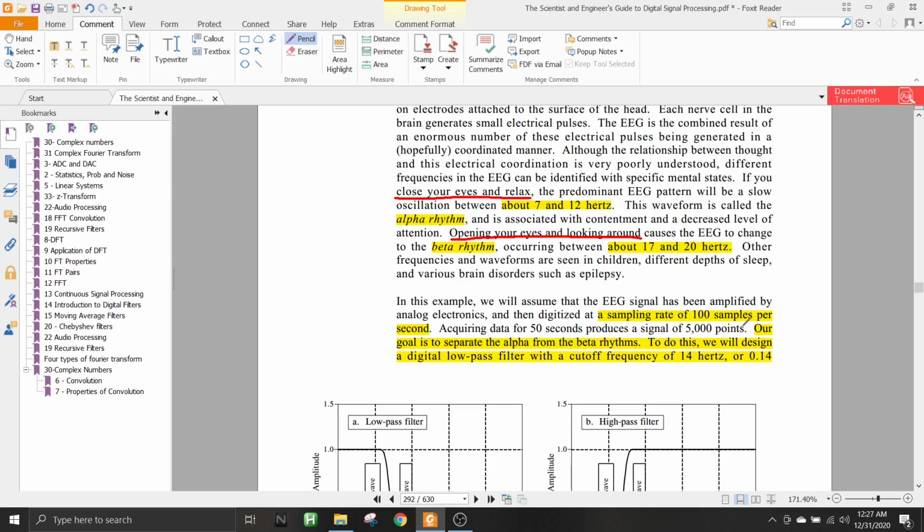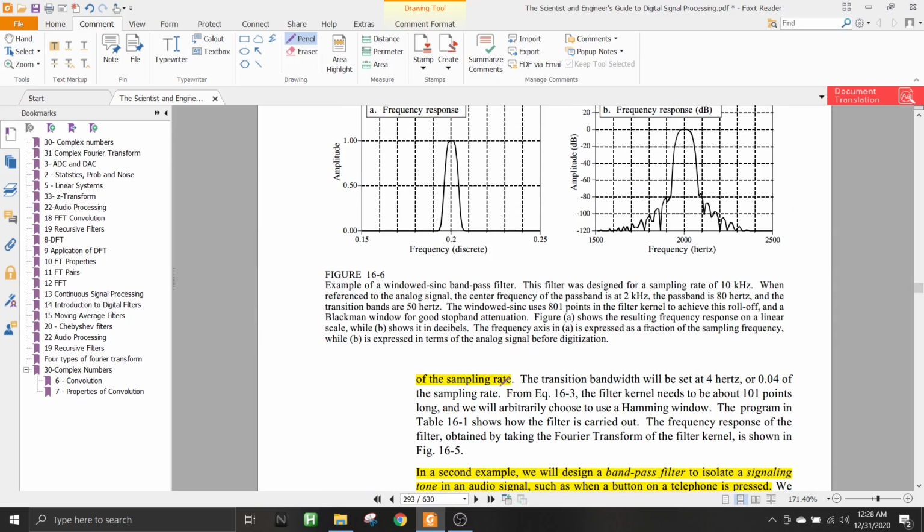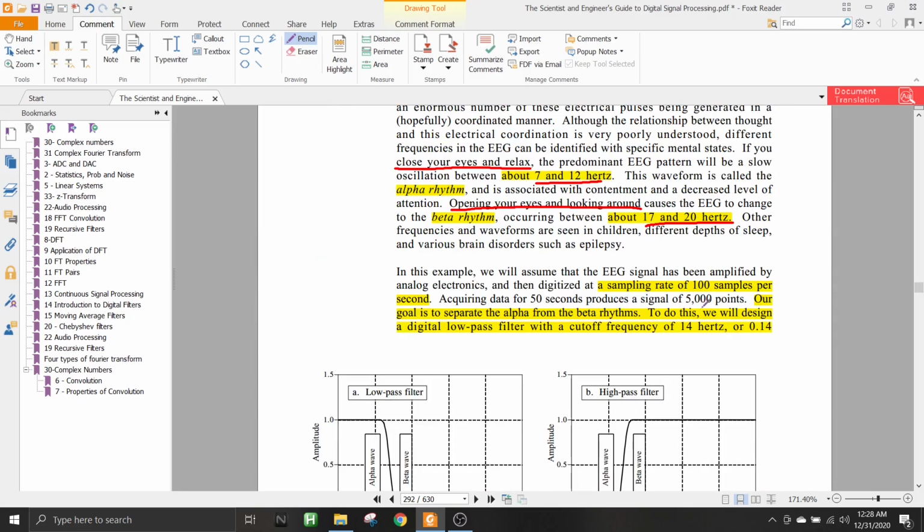Our goal is to separate the alpha from the beta rhythms. So from this region to this region, we want to get two separate signal components. To do this, we will design a digital low pass filter with a cutoff frequency of 14 hertz, or 0.14 of the sampling rate. Why 0.14? Because remember the sampling rate was 100 samples per second, so 14 is actually 0.14.